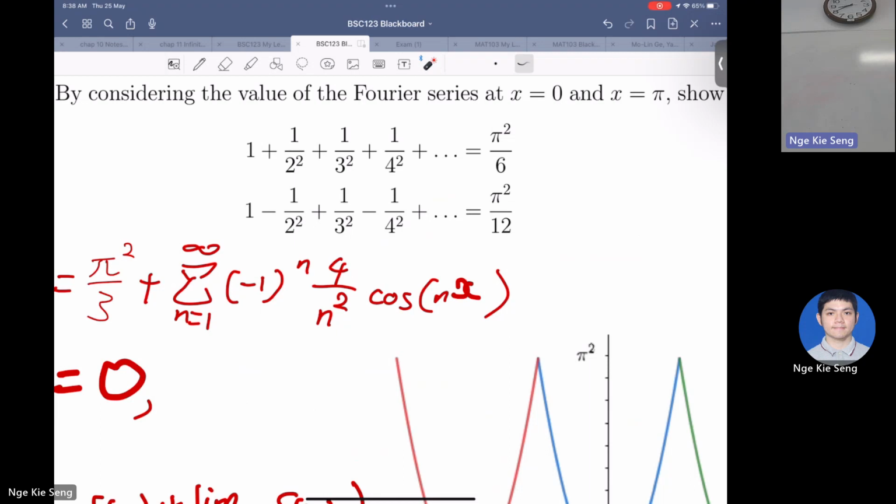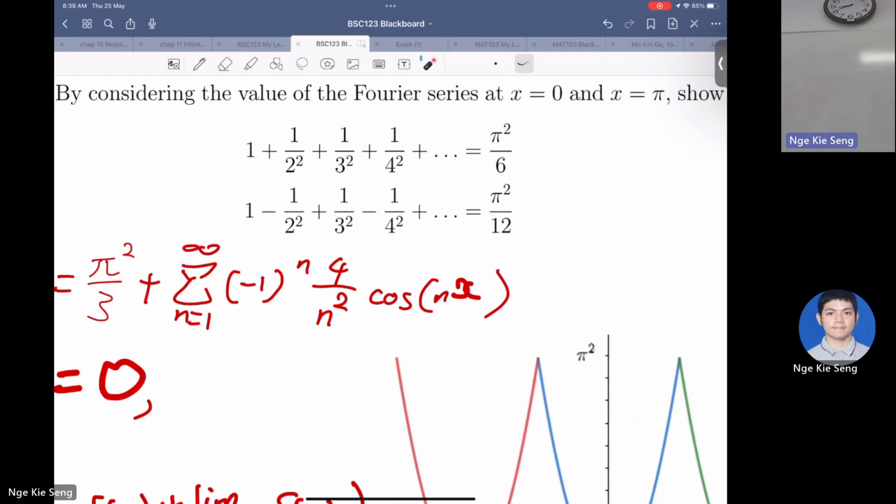So how do you find an irrational number? You don't have a calculator, right? You don't have a calculator. How? Sometimes it will pop up in some of the Fourier series. When you evaluate your series at a certain point, you get some interesting identity here.